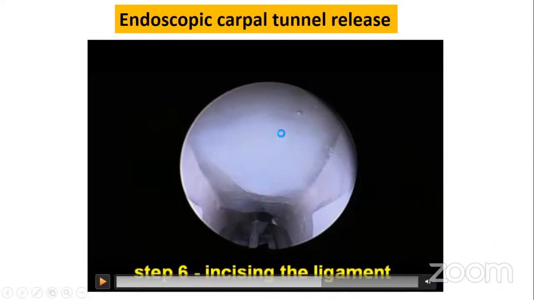So basically you make a cut through completely. You're not exploring the tunnel with the endoscope. Remember that you're just making a cut through and coming out. That's all. If there's any difficulty at any point, you need to abort the whole procedure.